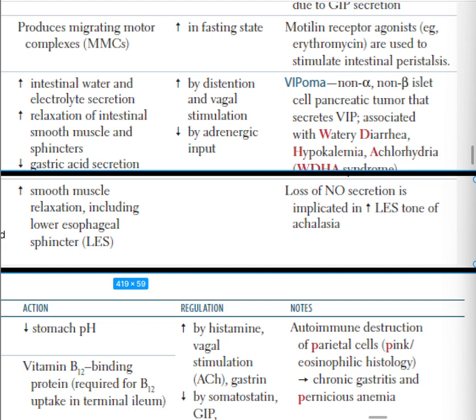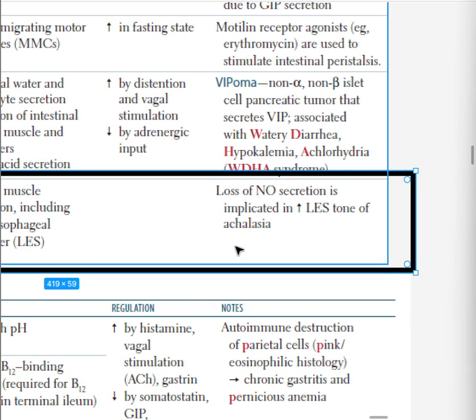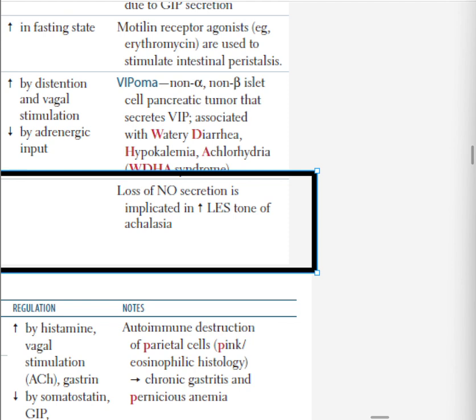So what happens is this loss of myenteric neurons reduces nitric oxide release. The lower esophageal sphincter cannot relax, and food accumulates in the esophagus. And this leads to esophageal dilation. So patients develop dysphagia, regurgitation, chest pain, and weight loss, right?